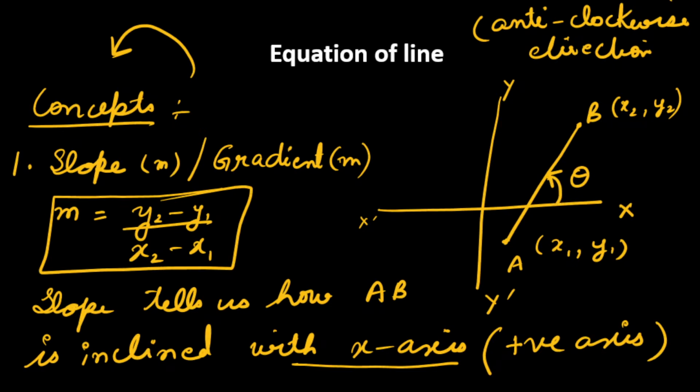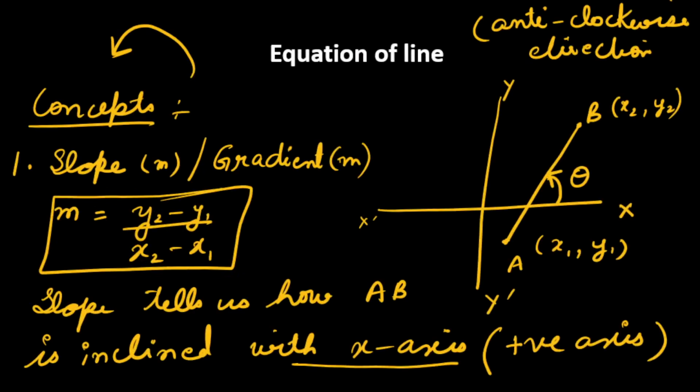If we know the angle, then also we can find the slope using the other formula of slope. m is equal to tan theta. So two formulas are there to find the slope. The first is when two points are given and we know their coordinates: we use y2 minus y1 by x2 minus x1. And if we know the angle, this angle is also known as inclination.